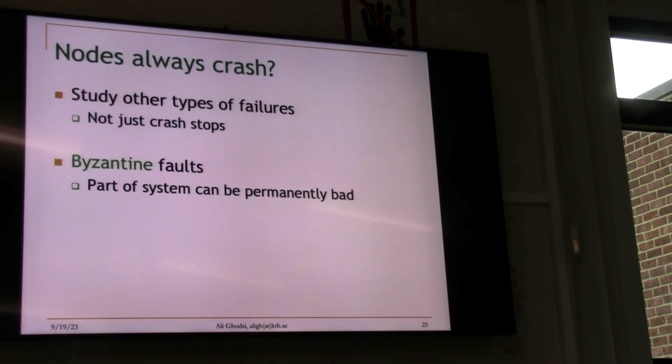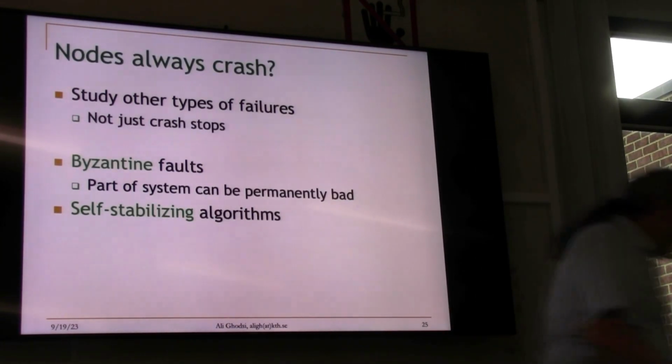Byzantine faults. This is the worst kind of failure. Part of your system is permanently bad. But when I say bad, I mean evil. The nodes are not just crashing, they're actively trying to break the system. They can be very smart. They can collude. So they're like enemies, okay? Part of the system, the nodes are arbitrarily doing bad stuff. That's Byzantine faults. Okay? But it's only part of the system, luckily.